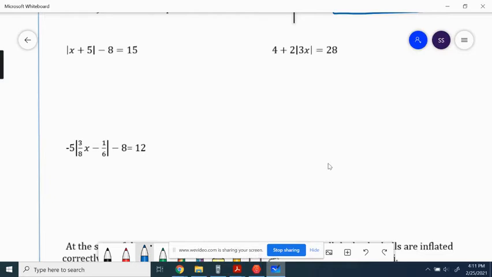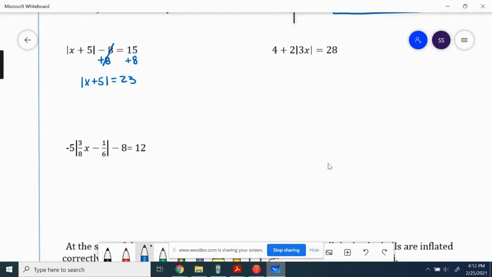We have the absolute value of x plus 5 minus 8 is equal to 15. So let's remember step 1, remove everything outside the absolute value bars. So that means this negative 8 has got to go. How do I get rid of it? I'm going to do the inverse operation and add 8. If I add 8 on both sides, it will eliminate on the left side. So I'm left with the absolute value of x plus 5 is equal to 23. Right now, check to see if there's a solution. Yes, 23 is positive, so there will be a solution.